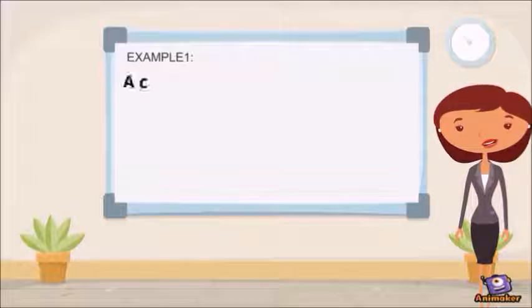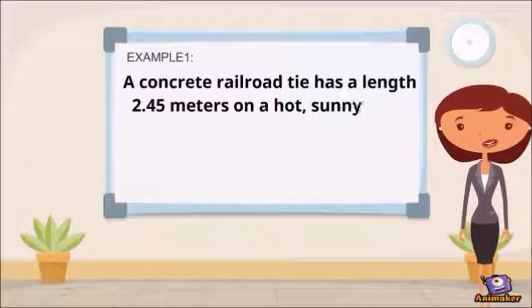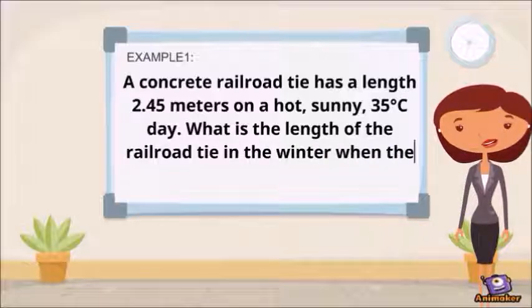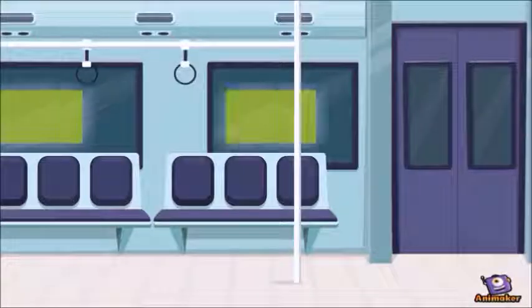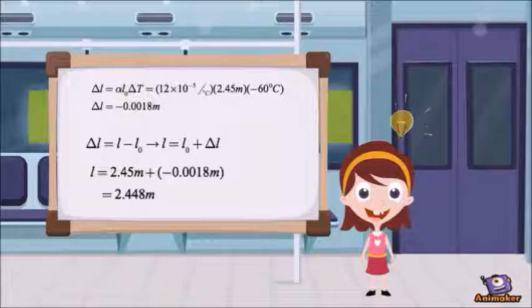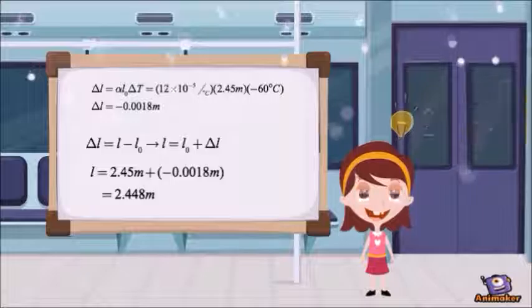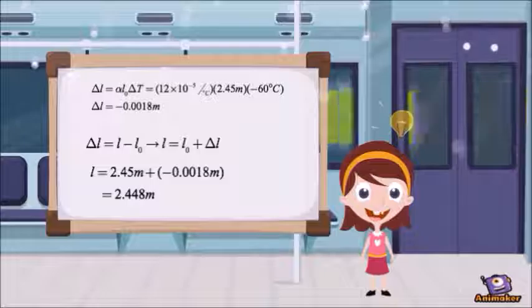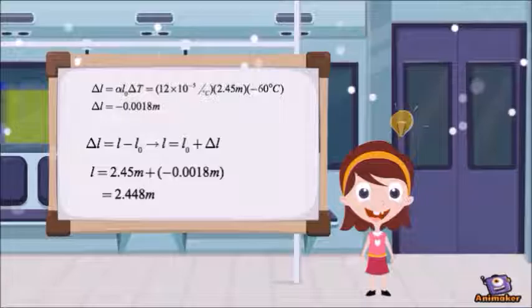For example, in linear expansion, a concrete railroad tie has a length of 2.45 meters on a hot, sunny 35 degrees Celsius day. What is the length of the railroad tie in the winter when the temperature dips to -25 degrees Celsius? First, find the change in the tie's length using the formula delta L equals alpha multiplied by the original length and delta T: 12 times 10 raised to -5 per degree Celsius, times 2.45 meters, times -60 degrees Celsius.